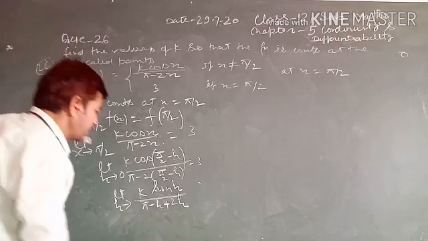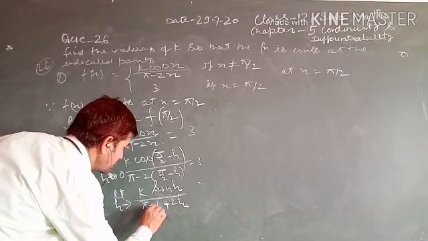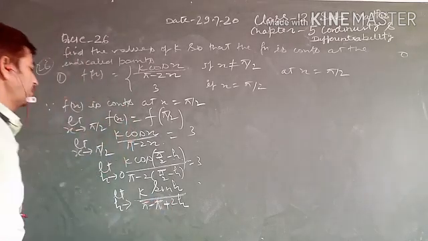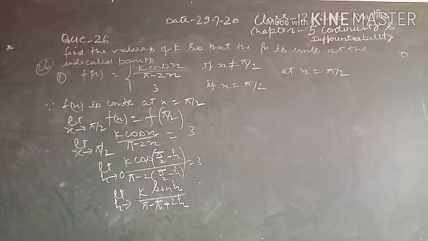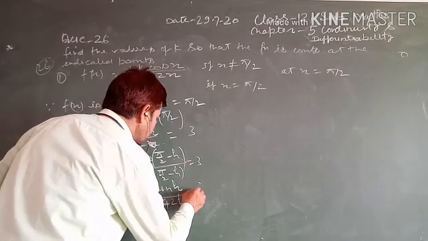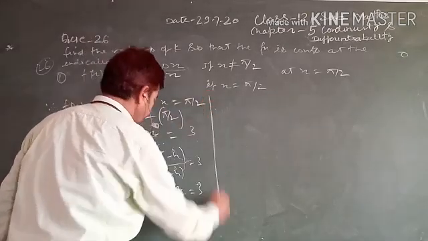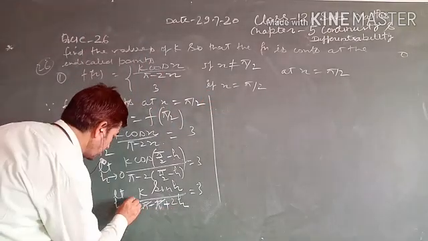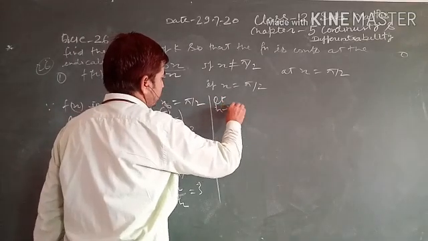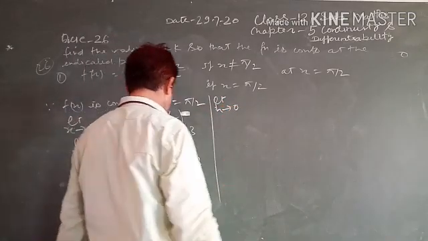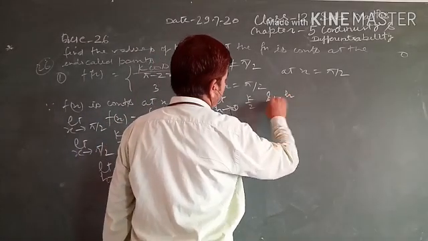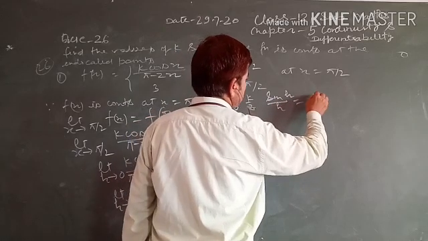Pi minus pi plus 2h. Pi minus pi plus 2h. Pi minus pi are cancelled. It is equal to 3. Limit h tends to 0, k upon 2, sin h upon h is equal to 3.